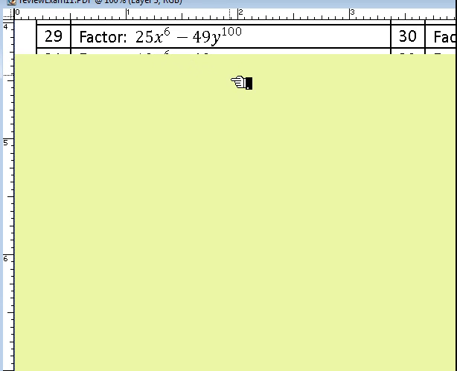In number 29, we do not have common factors. We have two terms, and we notice that both terms are perfect squares. So let's write this as something squared minus something squared. All right, so first the first term, the square root of 25 is 5. And for the square root of a power, just take half of the exponent, so that would be x cubed. In the second term, the square root of 49 is 7. And for the square root of y to the 100, again, take half the exponent, so that would be y to the 50.